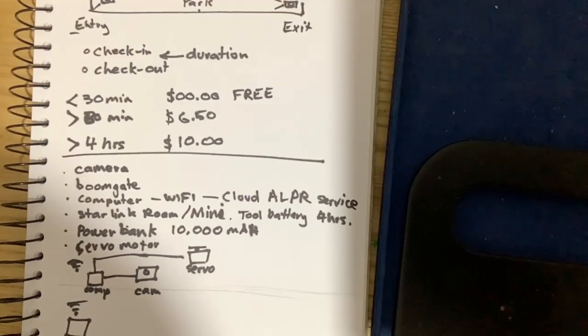ALPR will detect the car. We will get a confidence rating from the cloud service, which will tell us how confident it is that it detected the correct rego. If it's not confident, we can take another photo, so maybe a single retry. And then after that, we'll let the car through.